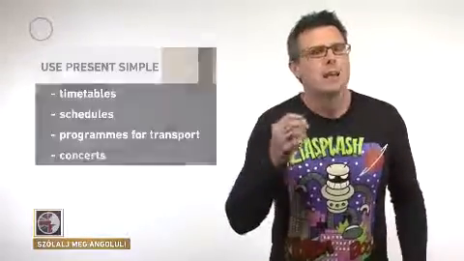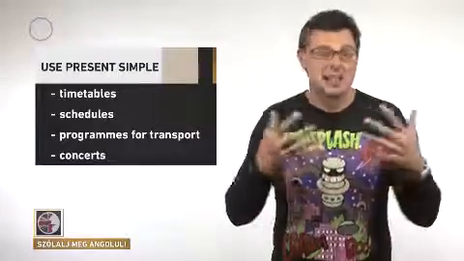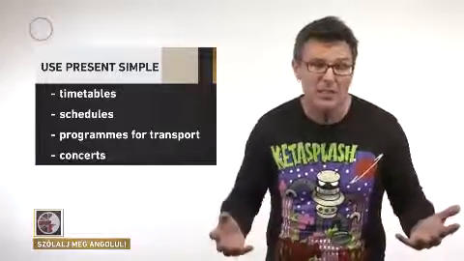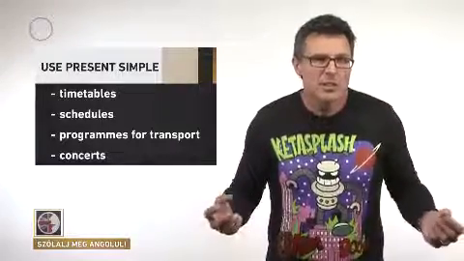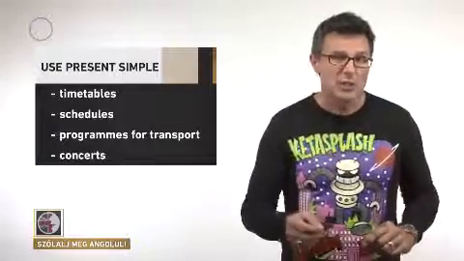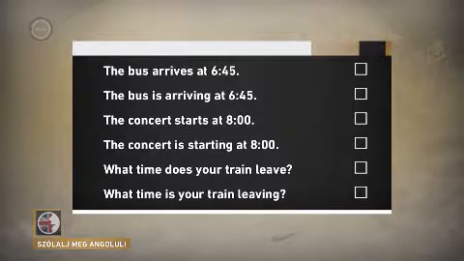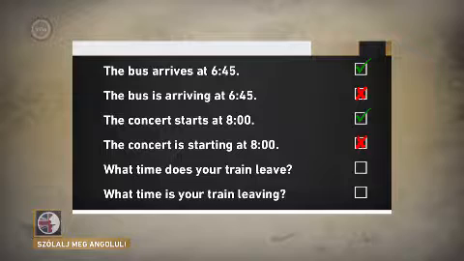But when we're talking about timetables and schedules and programs for transport and other things, like concerts, then we don't use the present continuous, we use the present simple. The bus arrives at 6:45. The bus is arriving at 6:45. The concert starts at 8 o'clock. The concert is starting at 8 o'clock. What time does your train leave? What time is your train leaving?